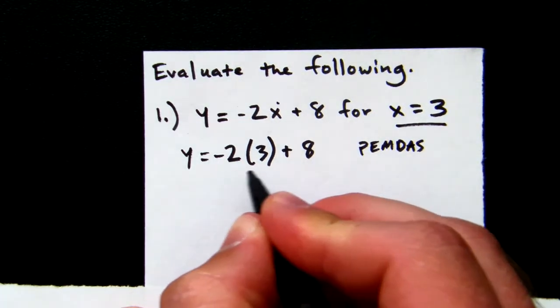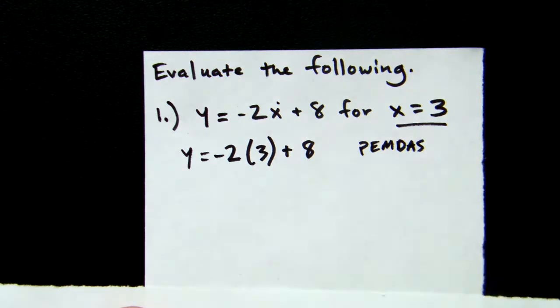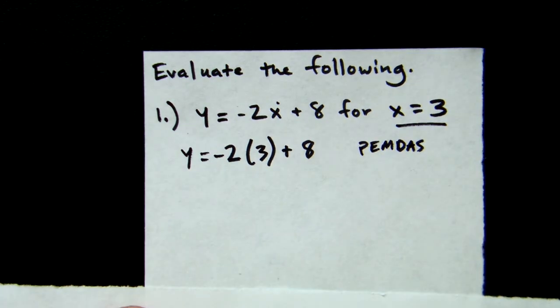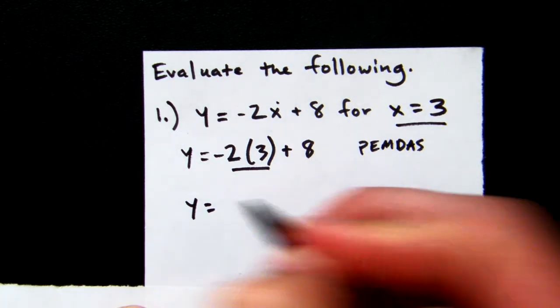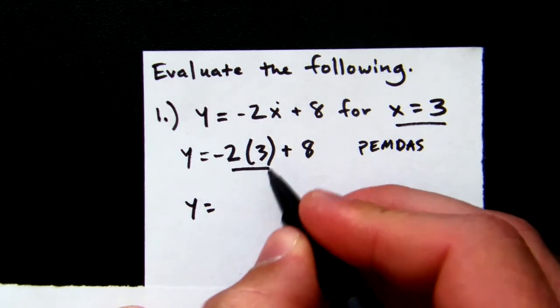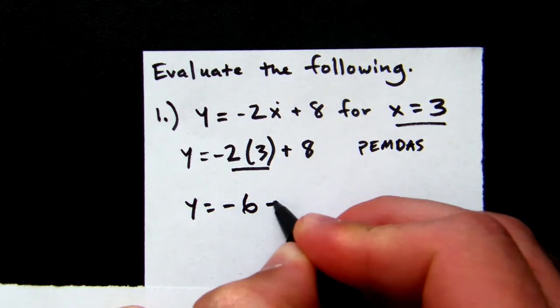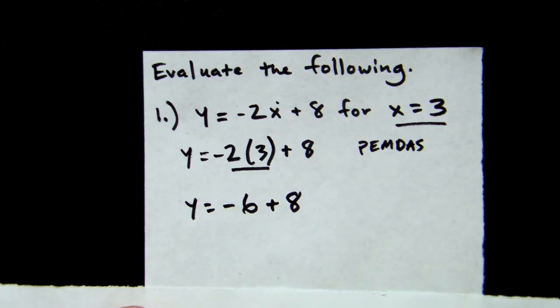So we have parentheses here, but it's just a number, so we don't worry about that. There's no exponents. We do have multiplication right here. So I'm going to rewrite y equals negative 2 times 3 is going to be negative 6. We rewrite the plus 8. Now there's nothing left but addition.